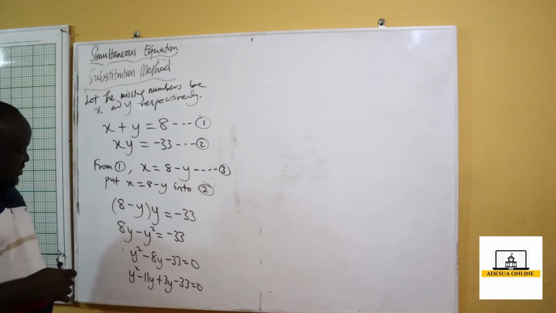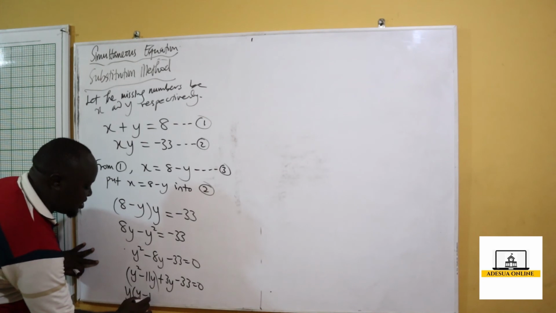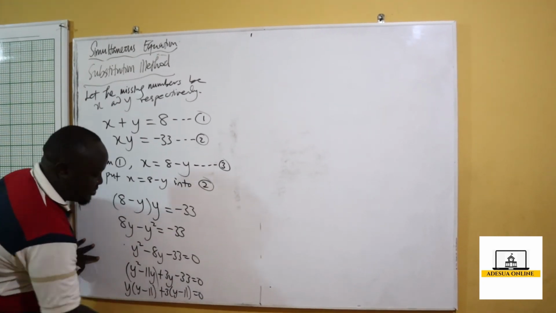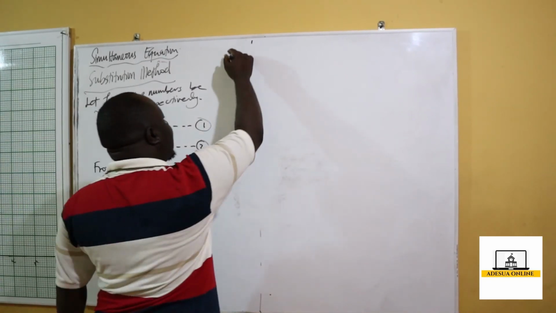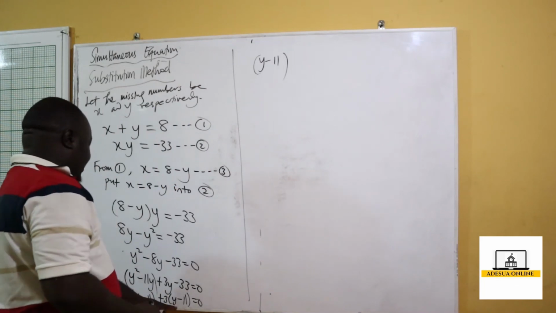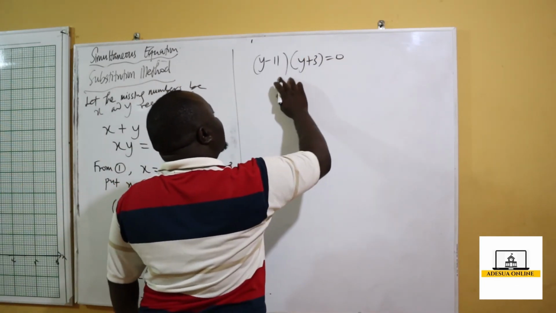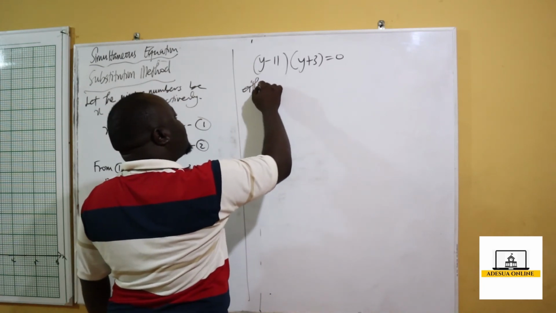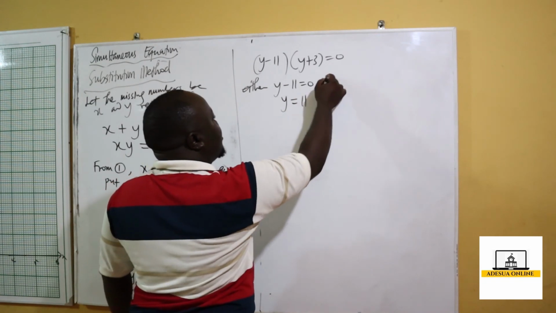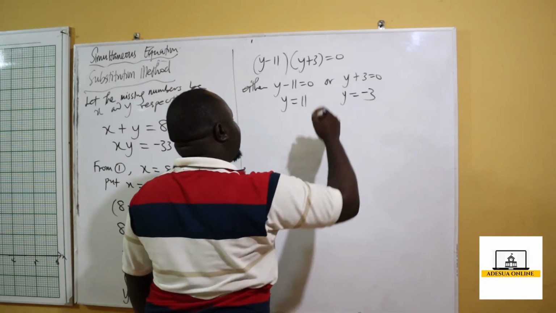So we solve for y. What is common here? We have y. We shall have y minus 11, plus 3 out, we shall have y minus 11 equal to 0. So we can say either y minus 11 is equal to 0, so y is equal to 11, or y plus 3 is equal to 0, so y is equal to negative 3.